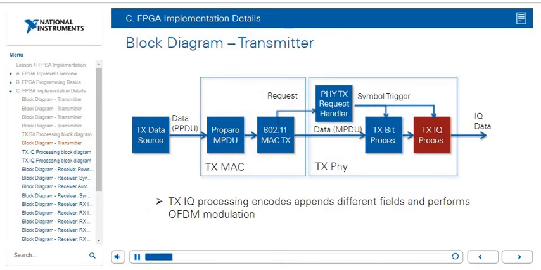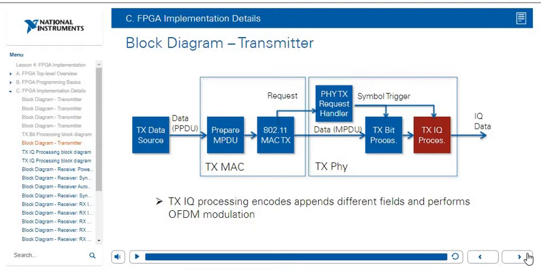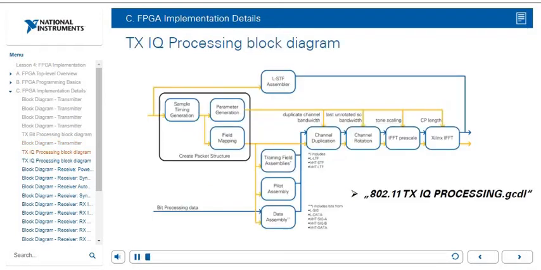If we then go back to the high-level block diagram for the transmitter, we see that the next block that we want to look at is the XIQ Processing Block. The XIQ Processing Block appends different fields and performs OFDM modulation. We will look at this block in a little more detail on the next slide. This is what the block diagram of the XIQ Processing Block looks like. This code can be found inside the 802.11 XIQ Processing.gcdl.